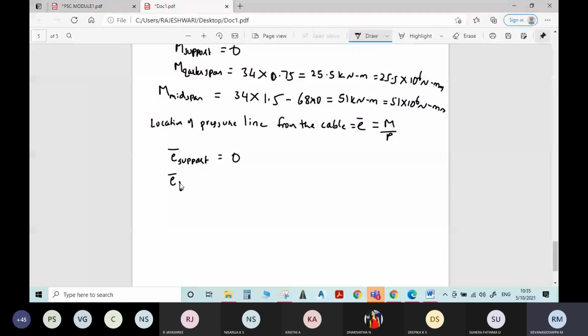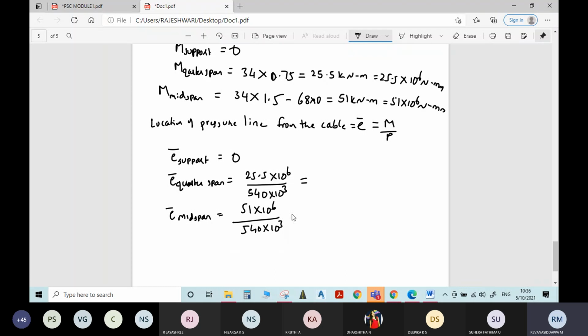Quarter span: the moment is 25.5 into 10 power 6 divided by the pre-stressing force. How much is the pre-stressing force given? 540 into 10 power 3 in terms of Newton. Then midspan: the moment at midspan is 51 into 10 power 6 divided by 540 into 10 power 3.